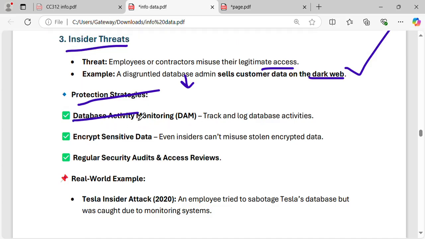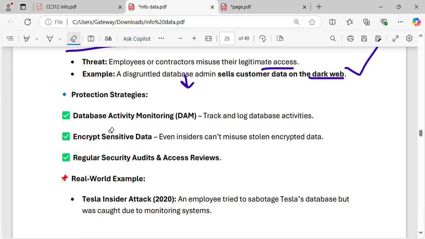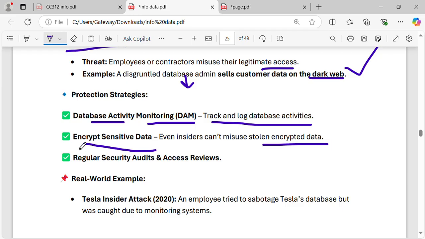So you should have a database activity monitoring that if one person is doing bad, you should see and look at the other person. So this is basically database activity monitoring, DAM, track and log database activities, encrypt sensitive data. Even insiders can't misuse stolen encrypted data. Even the stolen data should also be encrypted so that you can't misuse it. Regular security audits and access reviews. Of course, these are all the organizational things.